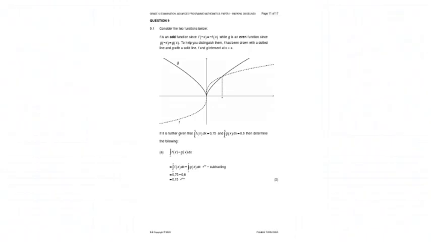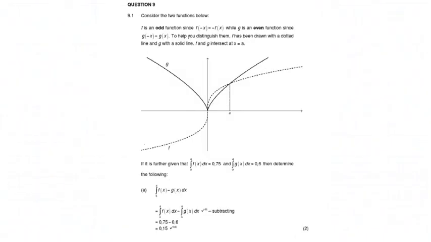Okay. Now question 9. They define for us even and odd functions. That's good. So an odd function is like, you see, sine x is an odd function. I can give an example. For example, sine x is an odd function. Why? Because sine of negative x is equal to negative sine x. It's an odd function.